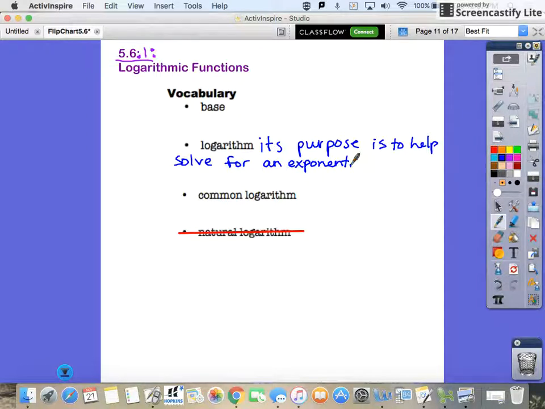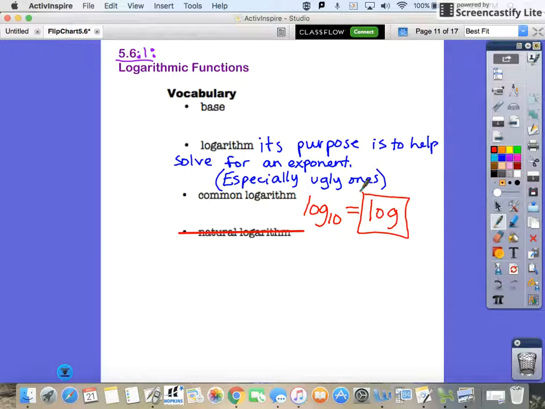Again, the purpose of a logarithm is to help solve for an exponent, especially ugly ones, because other ones we can typically do mentally. A common logarithm is log base 10, and 10 is so common that they actually don't write it. They just write log. If there's nothing written right here, you can assume it's a 10.